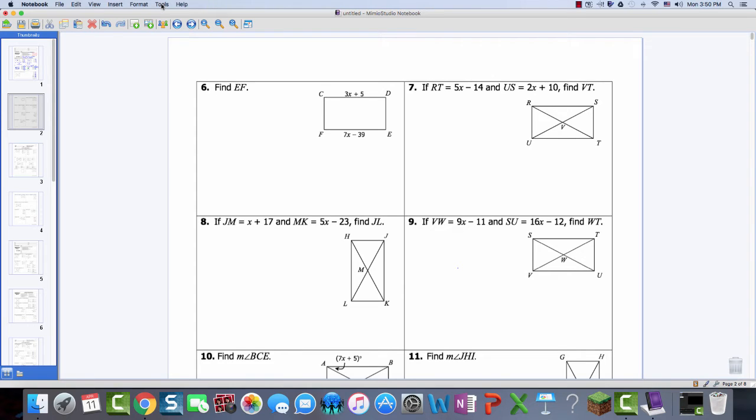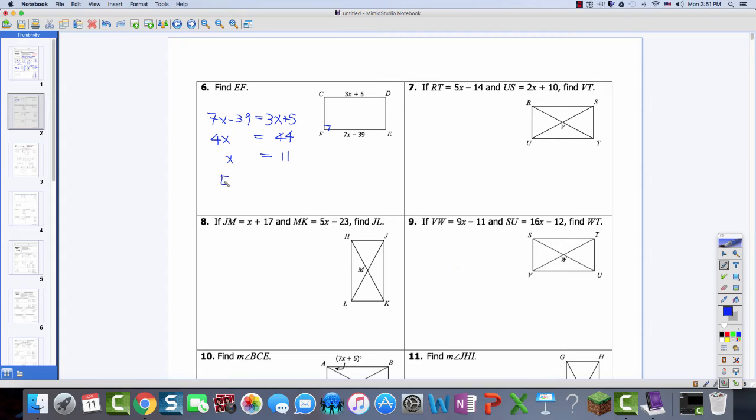So let's look at some of these algebraic questions. Right here we have a rectangle, and we're asked to find EF. So we know that EF is given as 7x minus 39. We also know that EF is congruent to CD or DC. So if you set it up like that and subtract 3x on both sides, then add 39 on both sides, you should be able to figure out that x is 11.